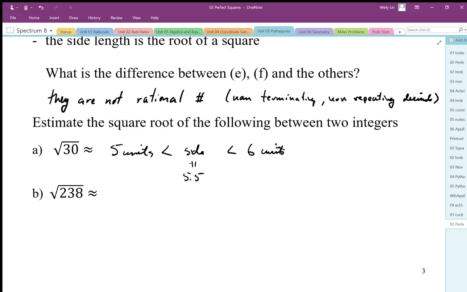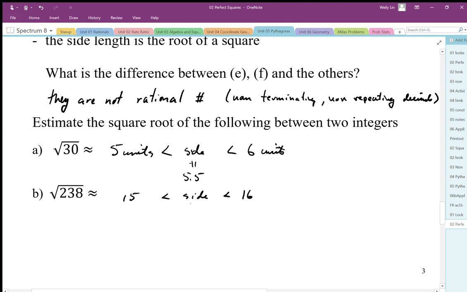Okay, so 238, we need to know the perfect squares that 238 is in between. Well, 225 is a perfect square of 15 squared. Okay, so we know that this is going to be somewhere between 15 and so the next square is going to be 16 squared. Okay, 16 squared is going to be 256. So it's between 256 squares and 225 squares. So the side length must be somewhere between 15 and 16 units.